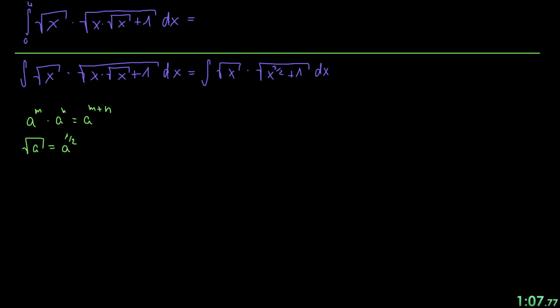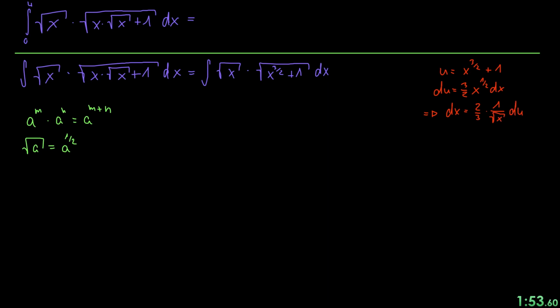Now, as you might have guessed, I'm going to do a little u substitution. I'm going to let u be equal to x to the power of 3 halves plus 1, which means our du is equal to the derivative of the one above. So we have 3 over 2 times x to the 1 half dx. Okay, if we solve this for our dx, we get 2 over 3 times 1 over the square root of x du.